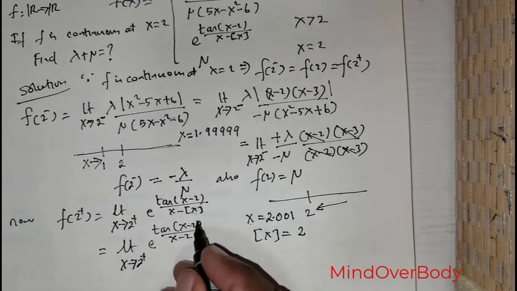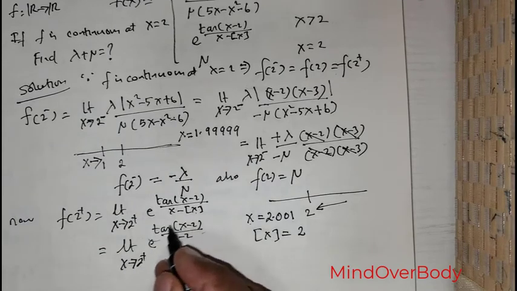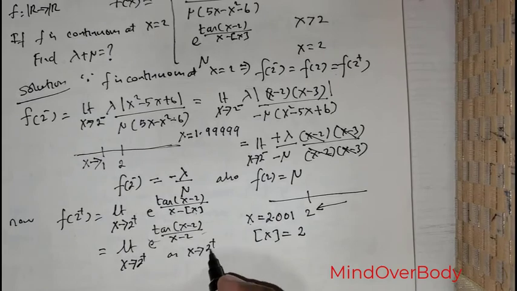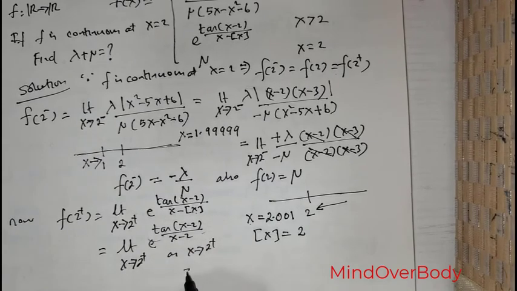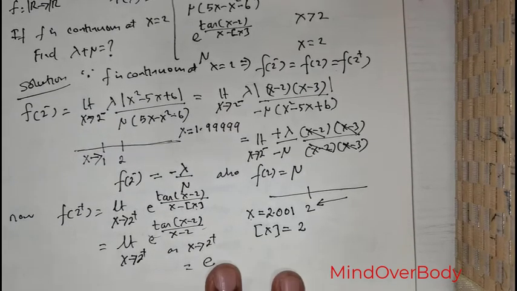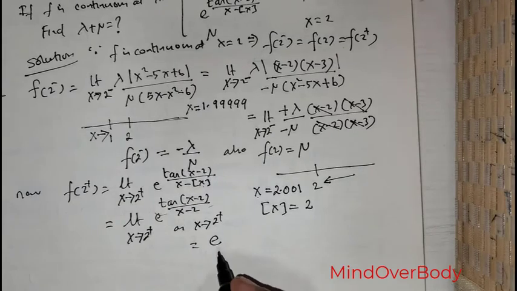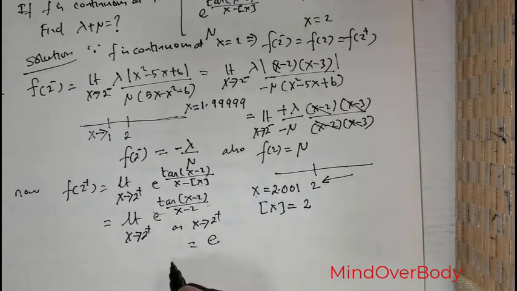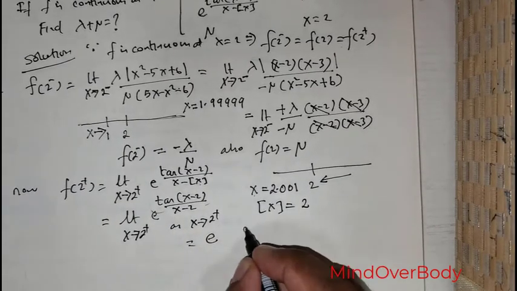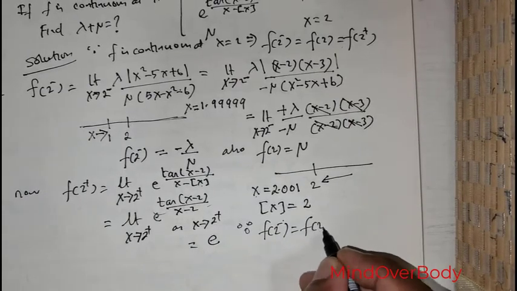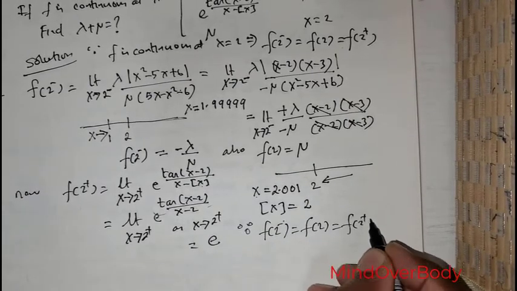Now what is this? As x approaches 2 plus, this is going to be 1, so the outcome is going to be e. That is very interesting, because of the fact that we have a property. So now that we have got the value, let us connect all of them. So I'm going to state it here as, since f of 2 minus is equal to f of 2 is equal to f of 2 plus.